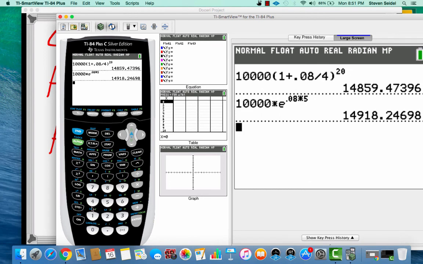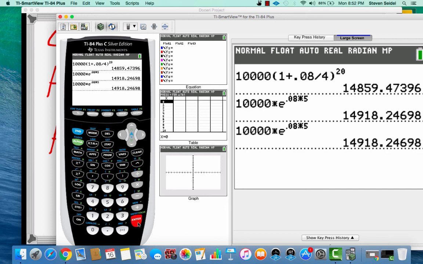To type that in, I'll go back and I'll show you how. Start off with the 10,000 times. Okay, follow the buttons that I push. You gotta hit second LN. That stands for natural log. So we're doing second LN. It brings up E. Then just type in your exponent, which is that, and tab out. And you get the same thing.